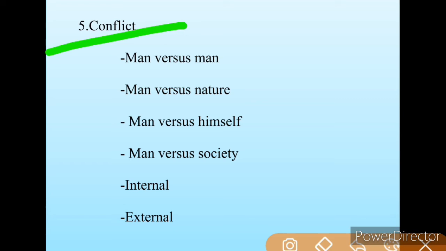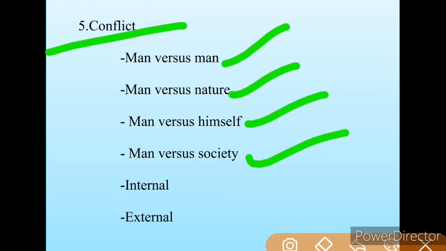The main character has to be challenged in some way or the story will go nowhere. There are 4 basic conflicts to look for that may face the main character, and those are: man versus man, man versus nature, man versus himself, man versus society.